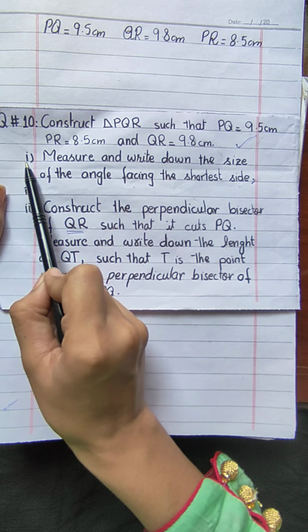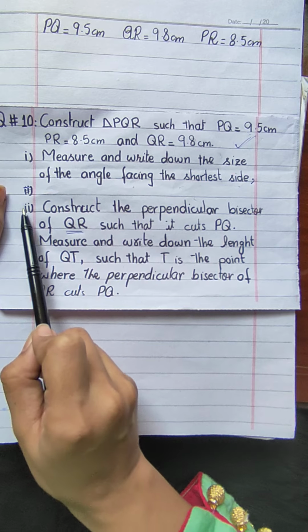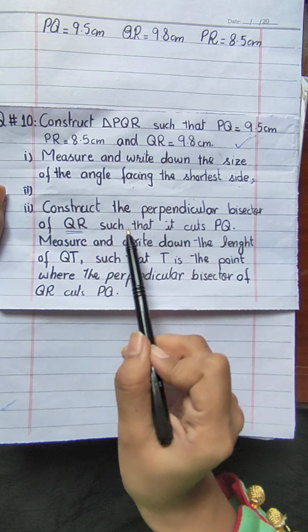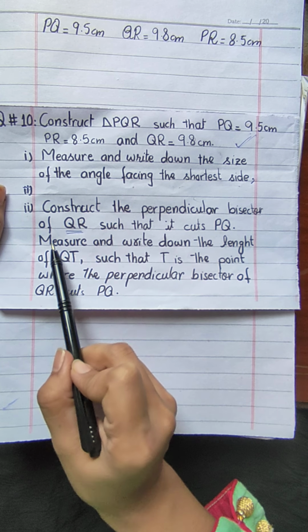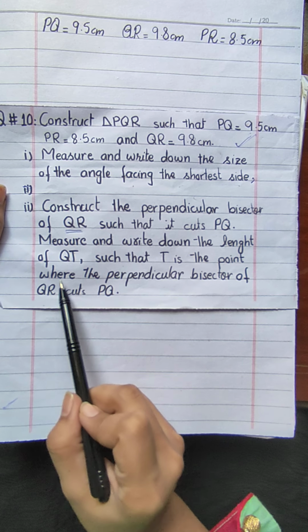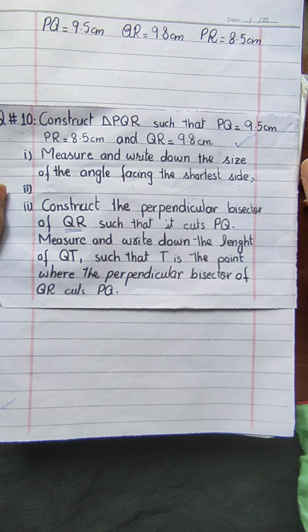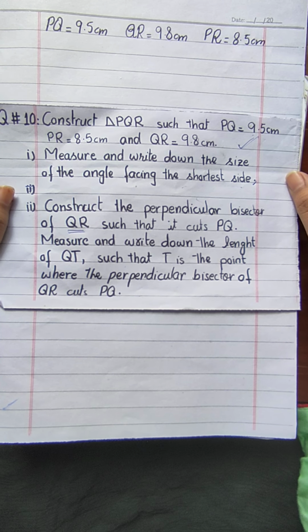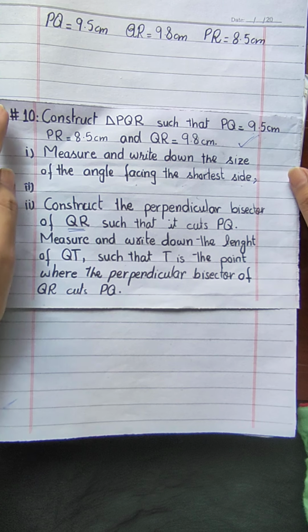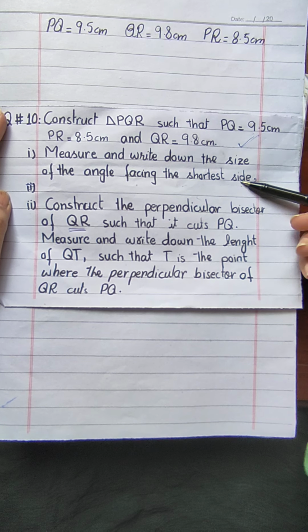The first part is to measure and write down the size of the angle facing the shortest side, and the second part is to construct the perpendicular bisector of QR such that it cuts PQ. Measure and write down the length of QT, where T is the point where the perpendicular bisector of QR cuts PQ. You can also see this in exercise 12A question number 10. I have already written the statement here. First of all, we will split our question into three parts. The first one is the construction of the triangle.